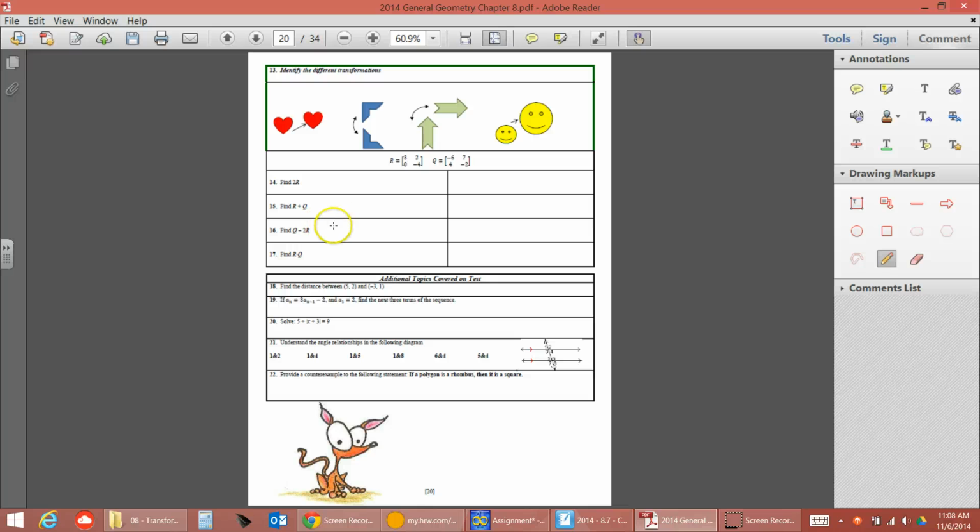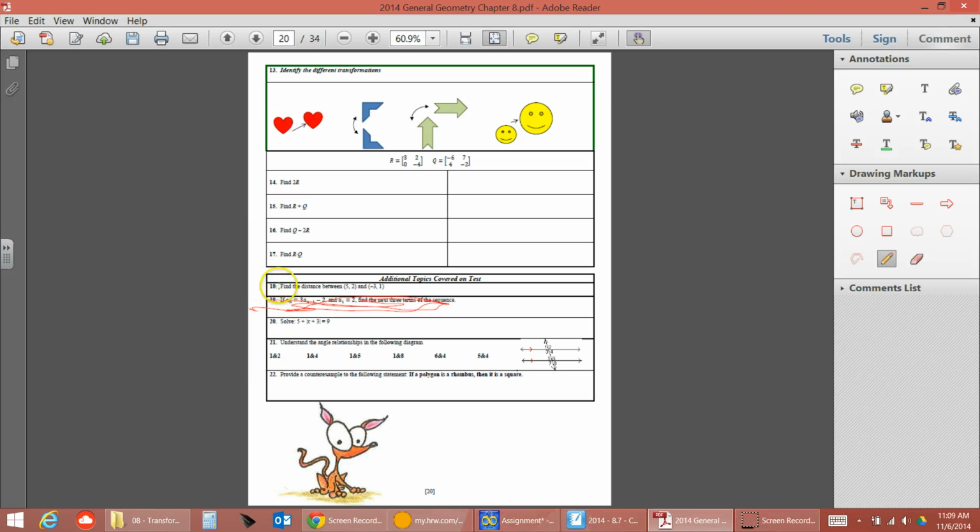Now, down here, additional topics covered on the test. Okay, these are review from previous materials. Some of them we actually covered this year. Some of them we didn't. They're left over from last year. So find the distance between 2 points. That's on your blue sheet. 19, I don't think we covered, so if you can't do it, don't worry about 19. 20, yes, you can solve that.